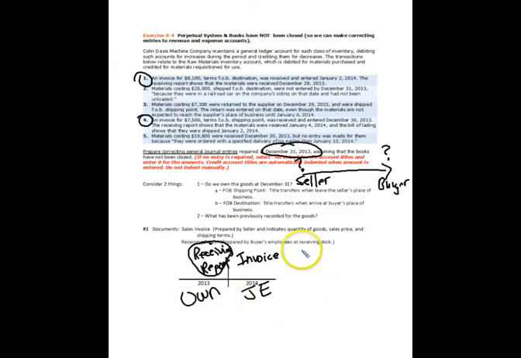So in 2013, so 12/31/2013, we need to make a journal entry to record the purchase, so we'll put that in the inventory account, the $8,100. And we're also going to credit to increase our accounts payable $8,100.